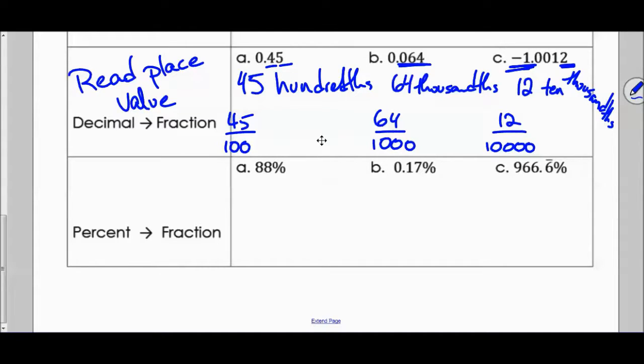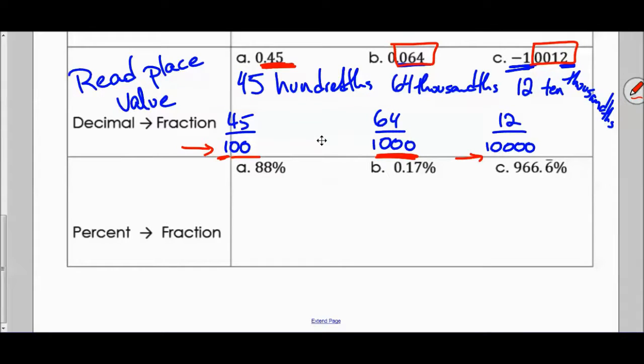Another way to see this, though, if you picked up on this pattern, we see that we have 2 decimal places here. We also have 2 zeros on the bottom of that fraction. Here we have 3 decimal places, that's after the decimal point. We have 3 zeros. Here we have 4 decimal places, so we're going to have 4 zeros.